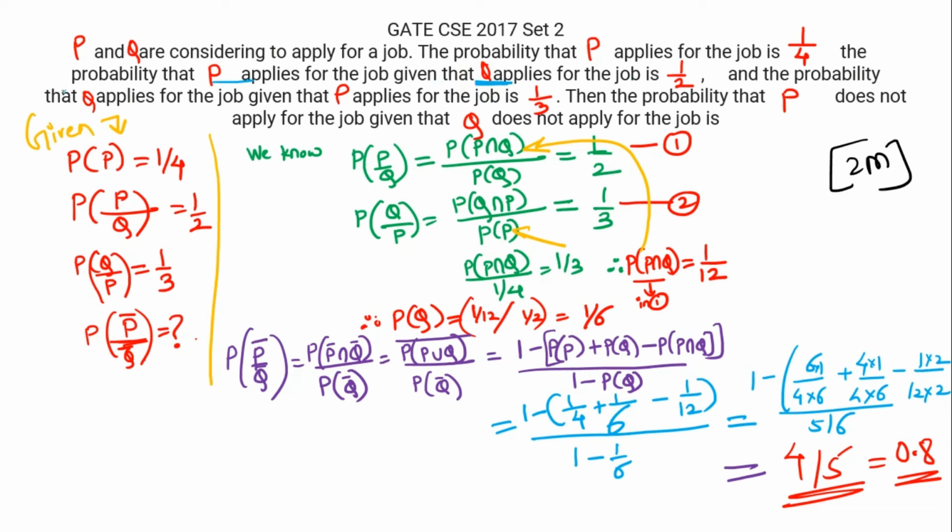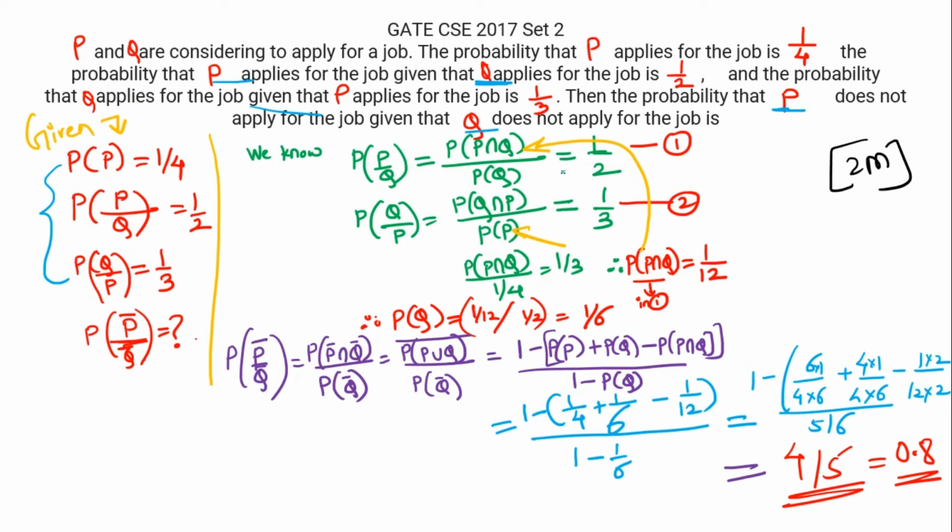The probability that Q applies for the job given that P applies for the job is 1 by 3. So this is probability of Q given P equal to 1 by 3. Then we have to find the probability that P does not apply for the job given that Q does not apply, that is probability of P bar given Q bar. We just have these three values. From conditional probability, P given Q is probability of P intersection Q divided by probability of Q, and Q given P is probability of Q intersection P divided by probability of P.